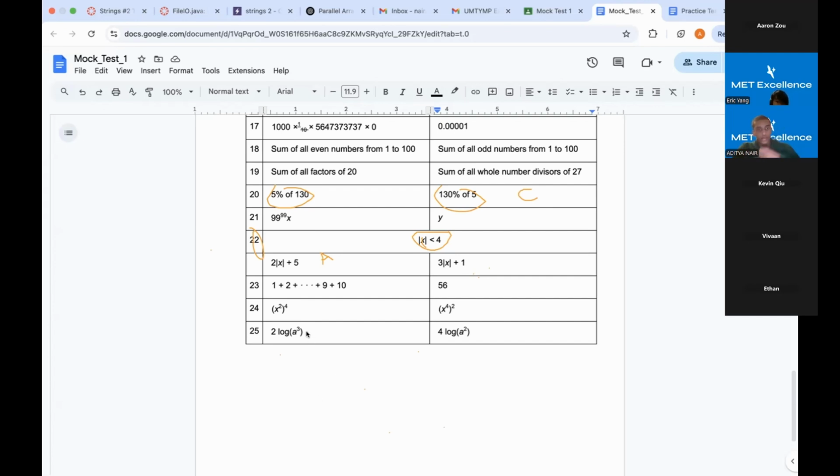Yep. And 24, the last one I'm going to be covering, is, as you can see here, just a simple exponential rule, which Aaron did cover in the lecture. So what do we do here? We multiply the two exponents, right? So we have 2 times 4 and 4 times 2. And by the commutative rule of multiplication, they're both equal to 8. So this is just x to the 8th and x to the 8th, which are equal to each other no matter what. So this is going to be C.